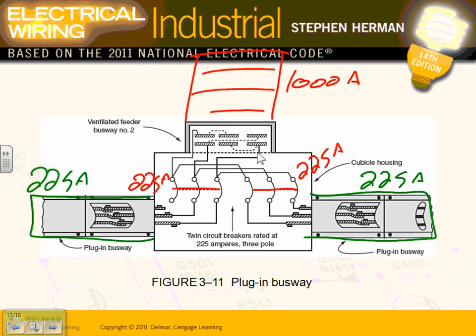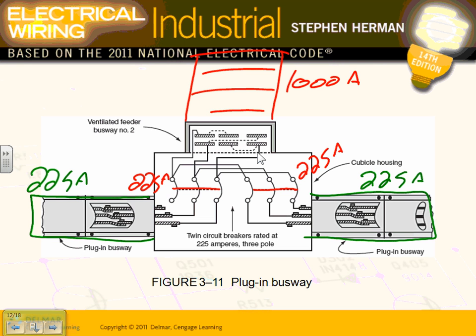What you're looking at is not a plug-in. This is a cubicle with predetermined circuit breakers that you have to order to take 1,000 amp down to 225 amp. Plug-in busways, you can see how they do the buses, guys. Phase A, phase B, phase C, phase A, phase B, phase C, and so forth. Any comments, any questions?